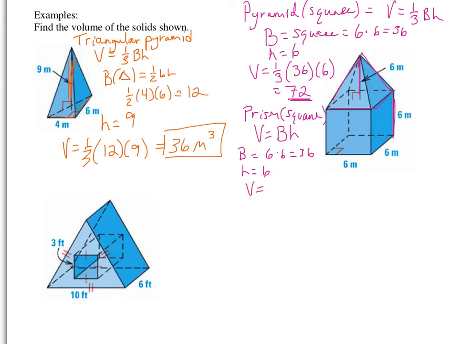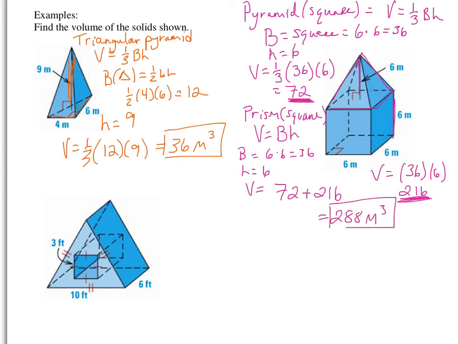So our volume, actually let's do it over here, capital B is our 36 times the 6, and we get 216. So now we need to add those two together. So 72 plus the 216, and we end up with 288, and this would be meters cubed for our composite volume.